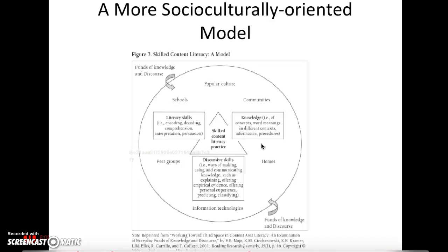But all those things are surrounded by the context in which those take place, right? You can see here popular culture, school culture, peer culture, home culture, etc. And then you can also see the funds of knowledge piece in the corner here, that those funds of knowledge lead to the literacy skills. So it's those social activities that then play into what it is students know and can do.